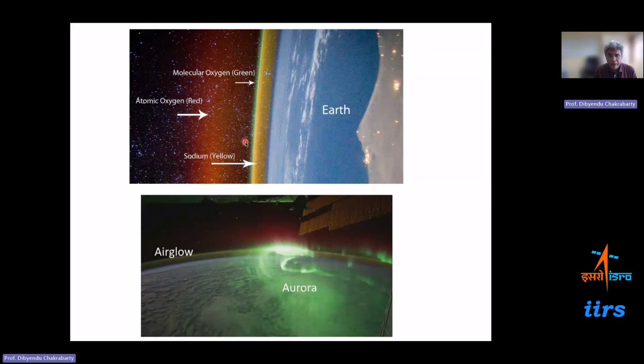This is very faint, and you require special instrumentation to measure these kinds of emissions. And if you can measure these emissions, you can know the health of the near Earth space around us. That is one of the techniques scientists use to infer the state of the ionosphere and the upper atmosphere, or the near Earth space, as you call it.